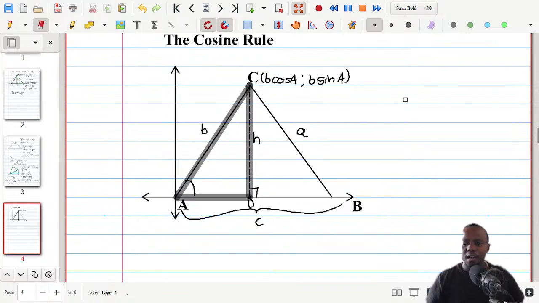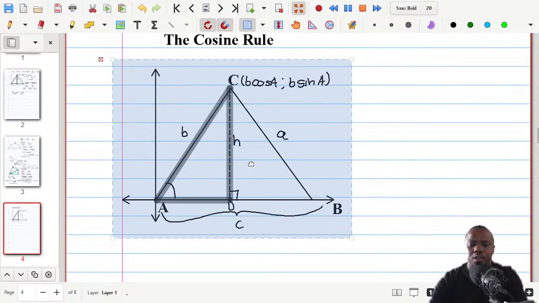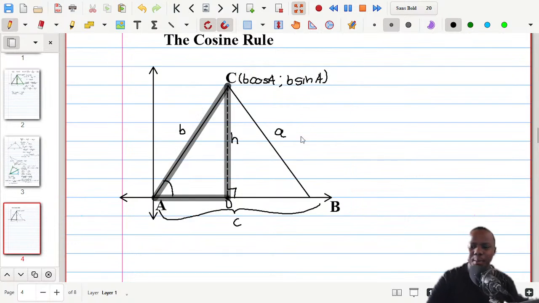Okay, let's look at what's happening here. We want to prove the cosine rule. Let me just make some more space here. To prove the cosine rule, we actually need to check the side BC, and we need to calculate the length of BC.